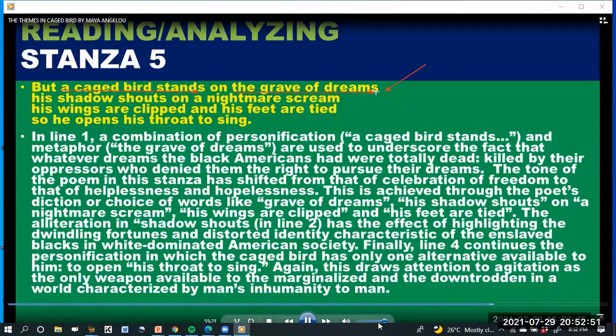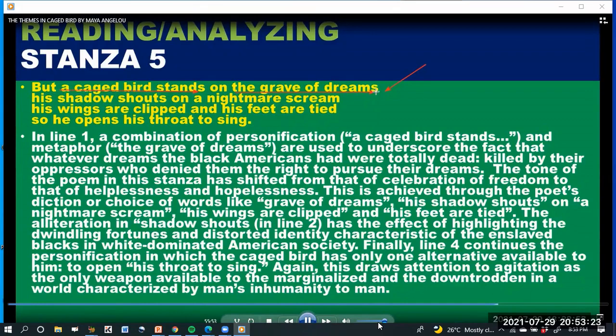And these literary devices are used to underscore the fact that whatever dreams the Black Americans had were totally dead. So that's why you see the caged bird standing on the grave of dreams, because the dreams were totally killed by their oppressors who denied them the right to pursue their dreams. So you can find the tone of this stanza of the poem.